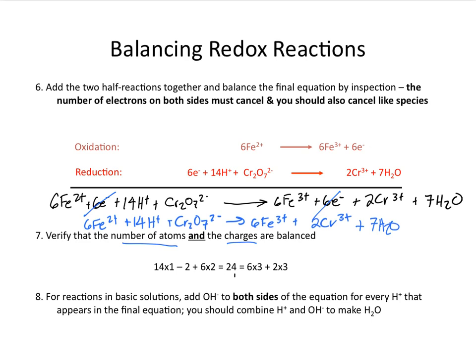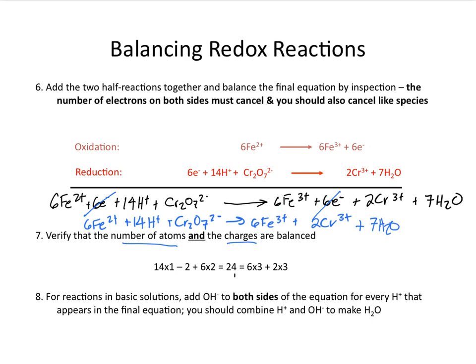The next thing I need to check, remember, because this is a redox reaction, is that the charges balance. On the left hand side, I have 6 times 2, which is 12 plus, and then I have 14 H plus. I have a single 2 minus charge. So 14 times 1 minus 2 gives me plus 12. Plus 6 times 2 is going to give me another plus 12, so that gives me plus 24.